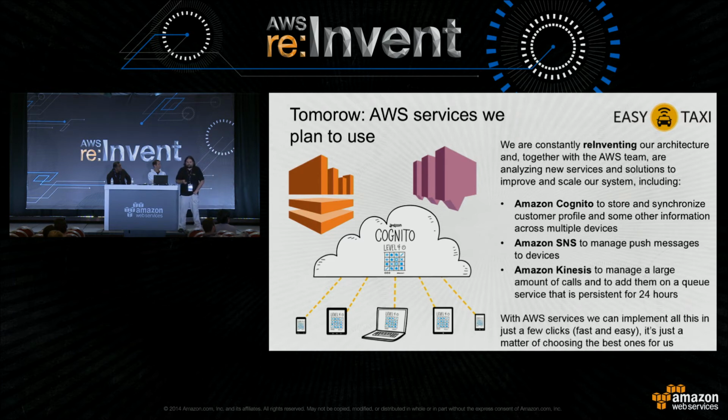One of the uses we're thinking of for Cognito is to store across multiple devices, like the rides history, so we don't have to go to our APIs all the time to check their history and stuff like that.